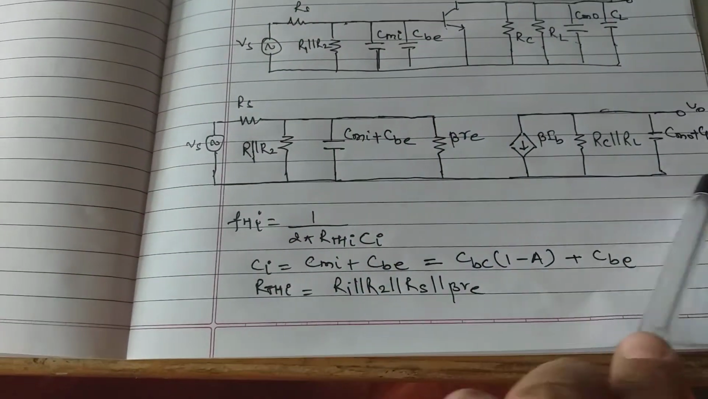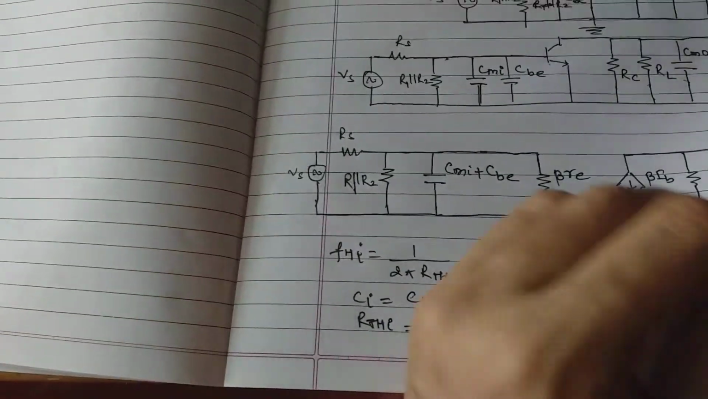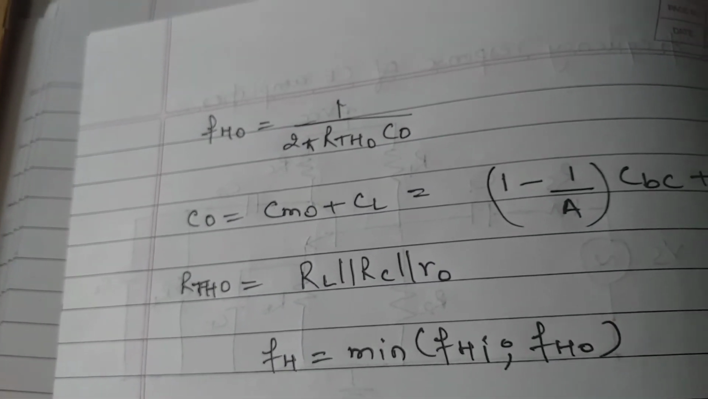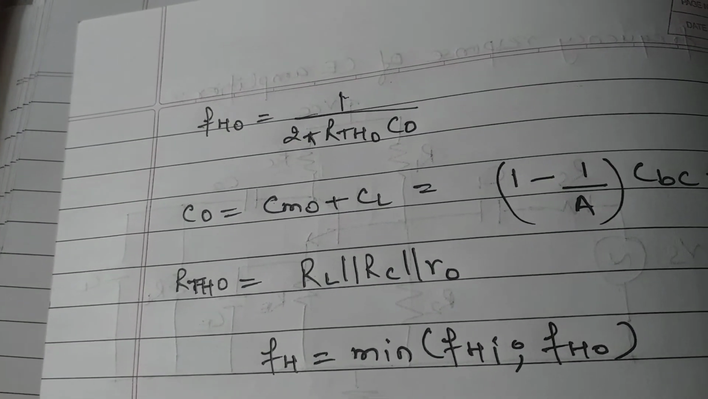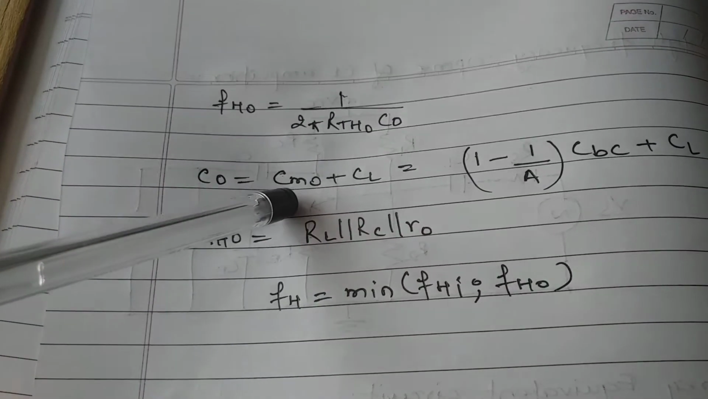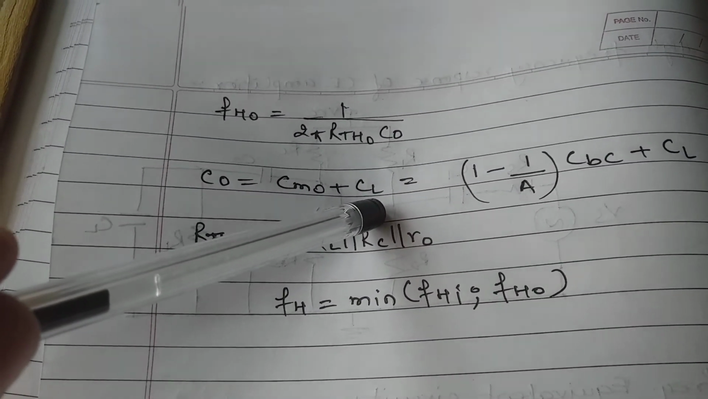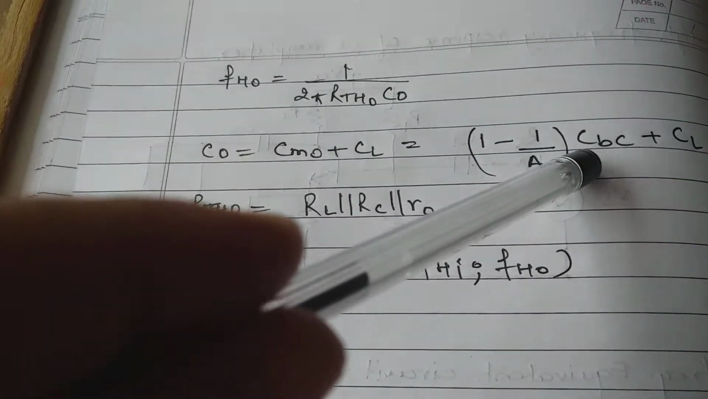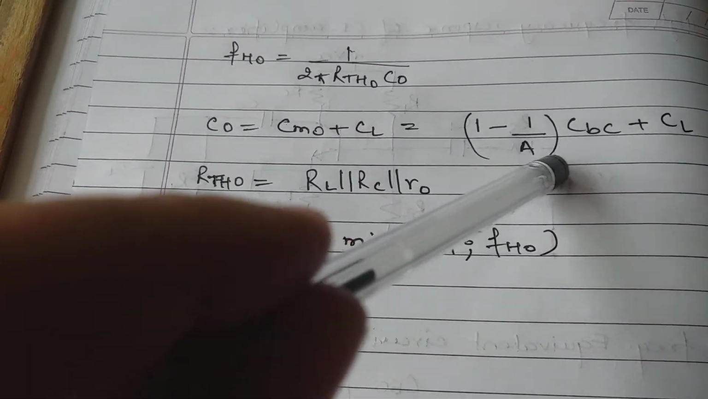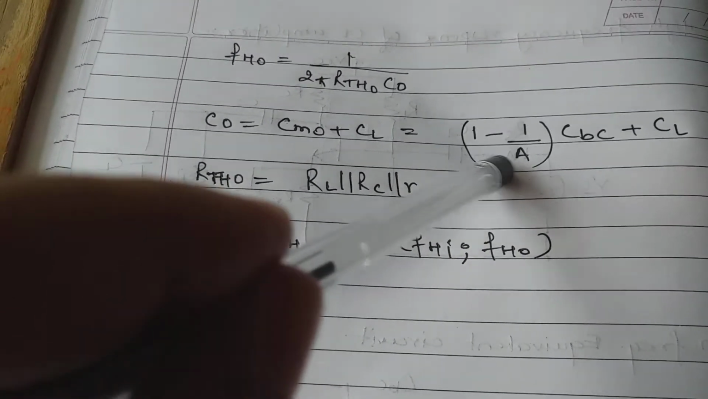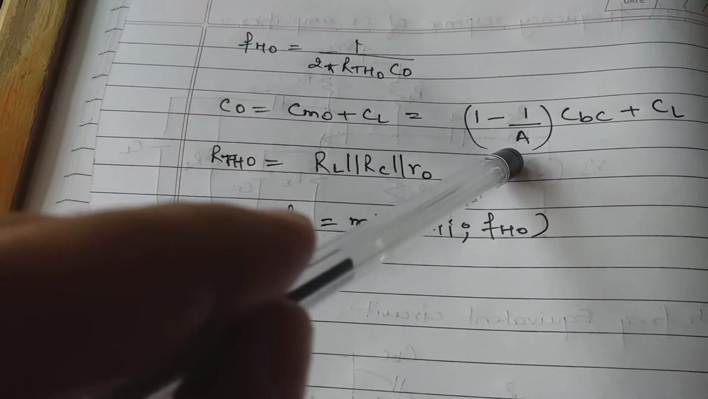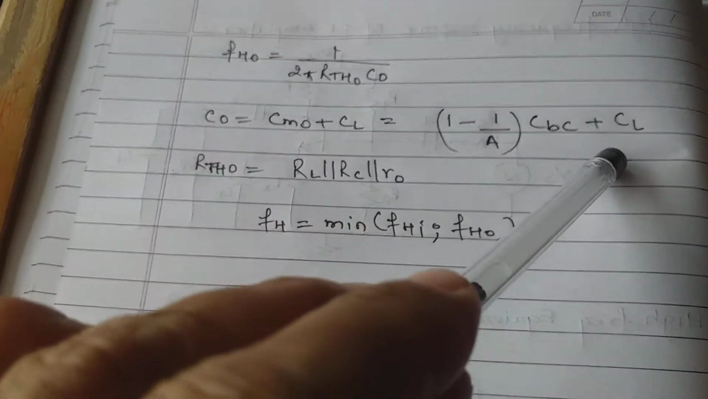Then we have to calculate the output frequency. So output frequency FHO is equal to 1 upon 2 pi RTHO into CO, where CO will be given by CMO plus CL, Miller's output capacitance plus CL, which is equal to (1 minus 1 upon A) CBC plus CL. Again this formula for Miller's output capacitance is already derived. You can refer to the class notes. So this is again (1 minus 1 upon A) CBC plus CL.